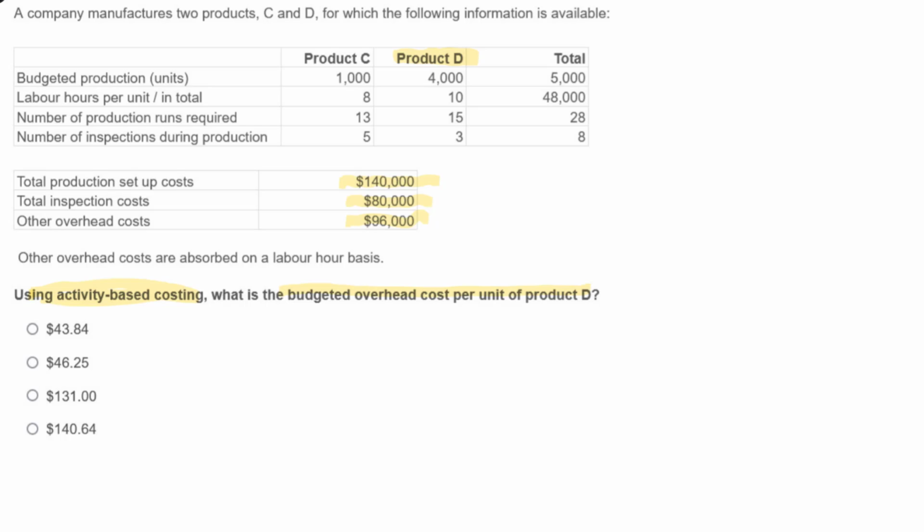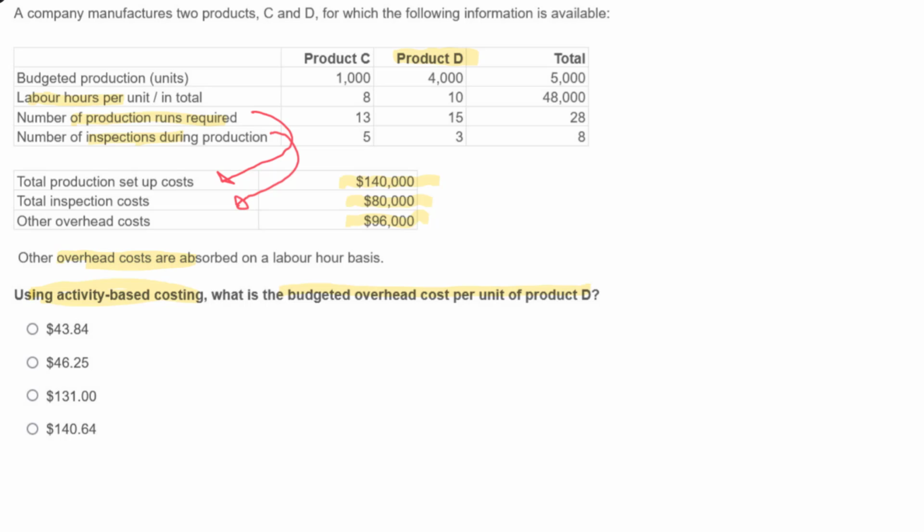Well, we've got units of production, we've got labor hours, we've got production runs, we've got inspections. Can we line those up with the cost pools? Sure we can. We've got production runs required. That's going to line up with our production run setup costs. One setup per production run. We've got inspections, number of inspections. That's going to line up with my inspection costs. And we learn about one more thing. Other overheads are lined up with our labor hours.